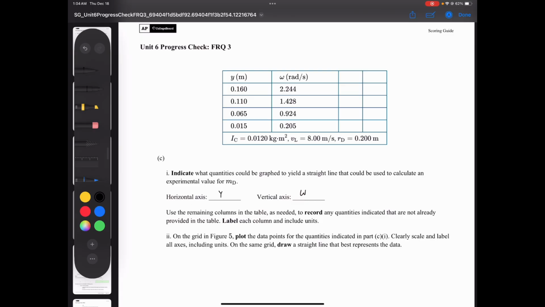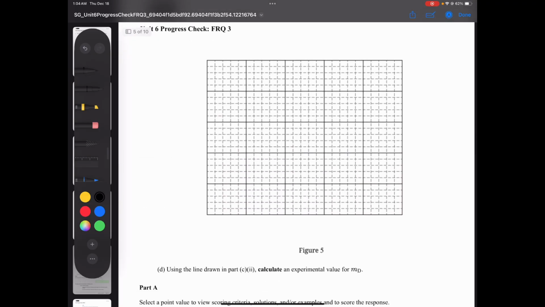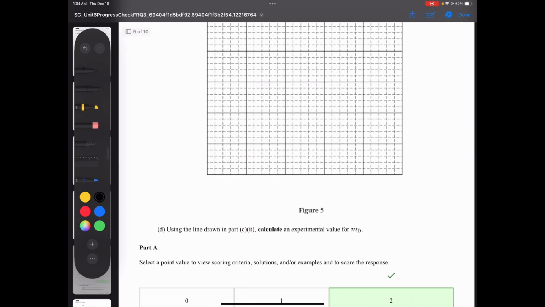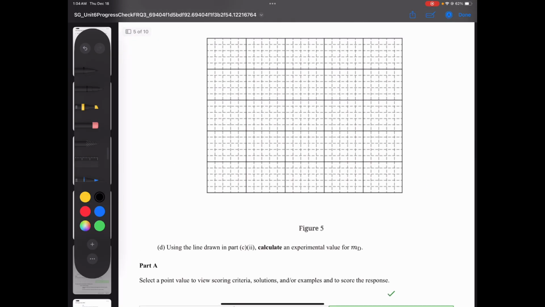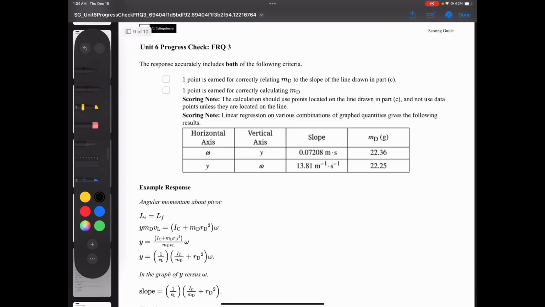Now, in terms of actually performing the calculations, I'm not going to do that for the sake of time. You can look at the scoring guideline and try them out for yourself to make sure you're doing it right. Does it ask about the slope? No, it doesn't, at least not yet. So then you get the data, draw a straight line, and then use the line drawn in part C to calculate the experimental value for the mass of the dart. Let me just show you what it is on the scoring guideline.